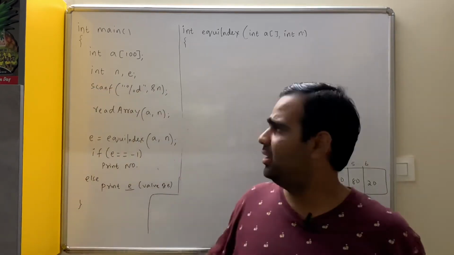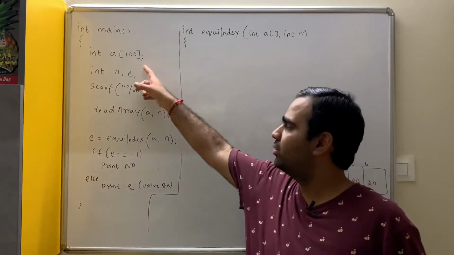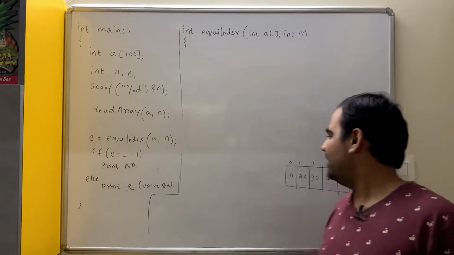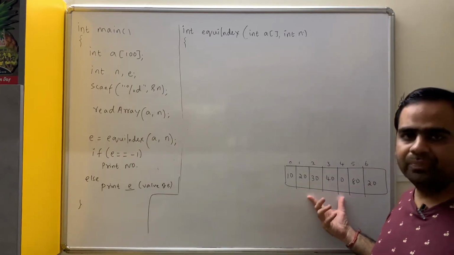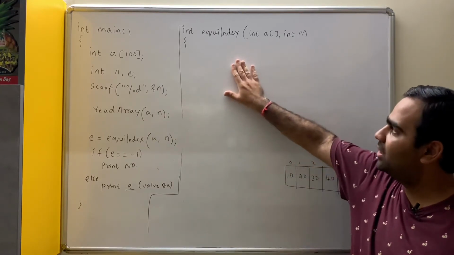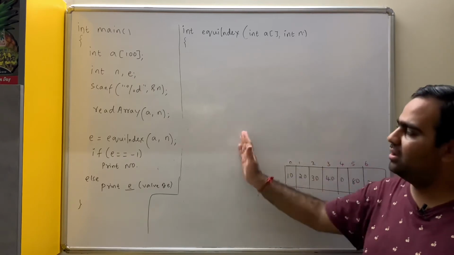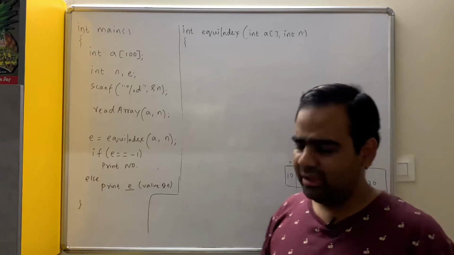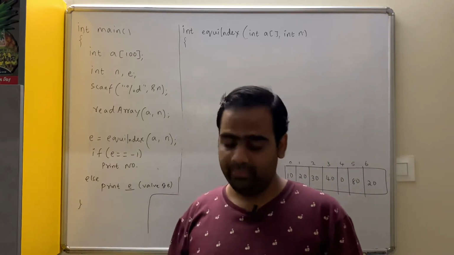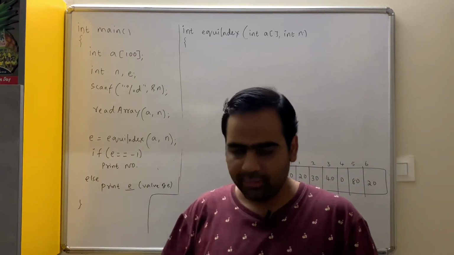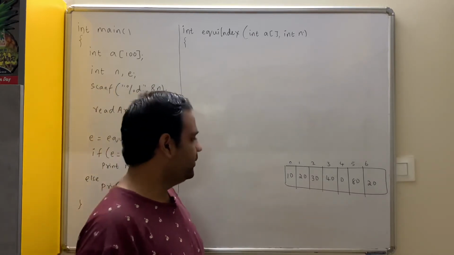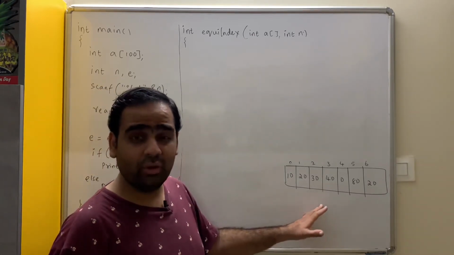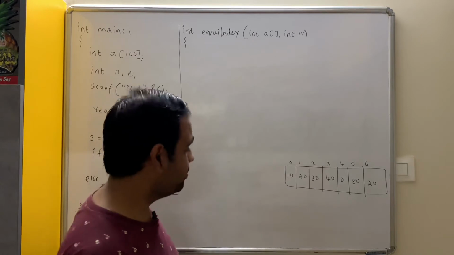Now again, the main function remains the same. You take int a of 100, take the value of n, read the array, and call the equilibrium index function, but here the logic will change. The equilibrium function will return the same thing: -1 if not found, and that particular index if the equilibrium index is found. Now, you have to write this code yourself. I'm not going to write the code, I'm just going to explain the method.